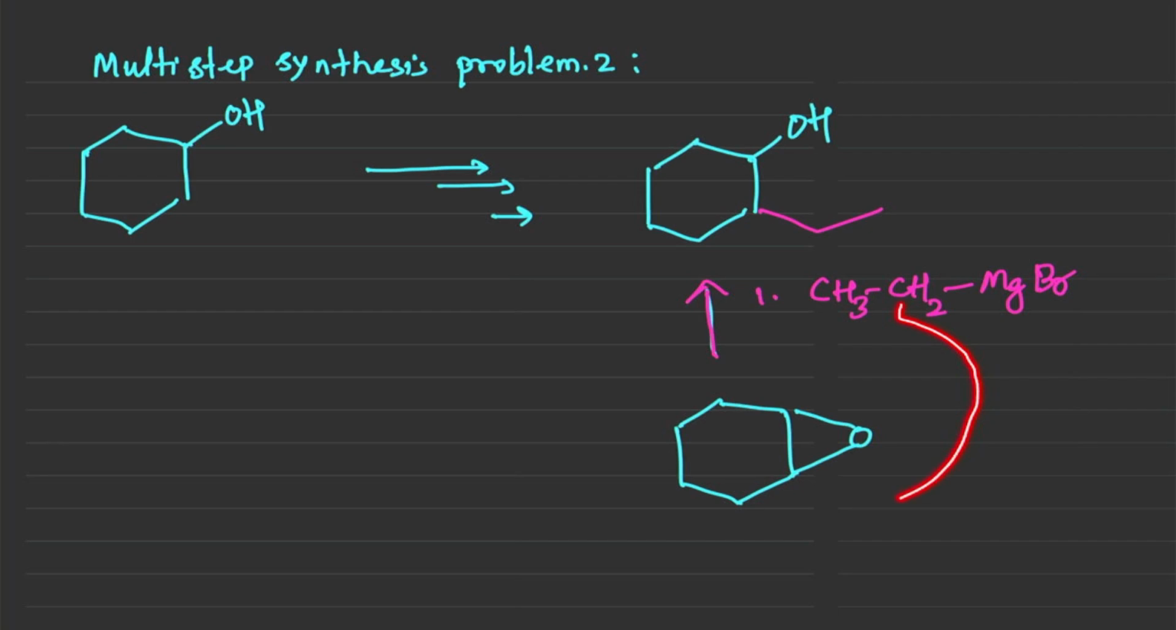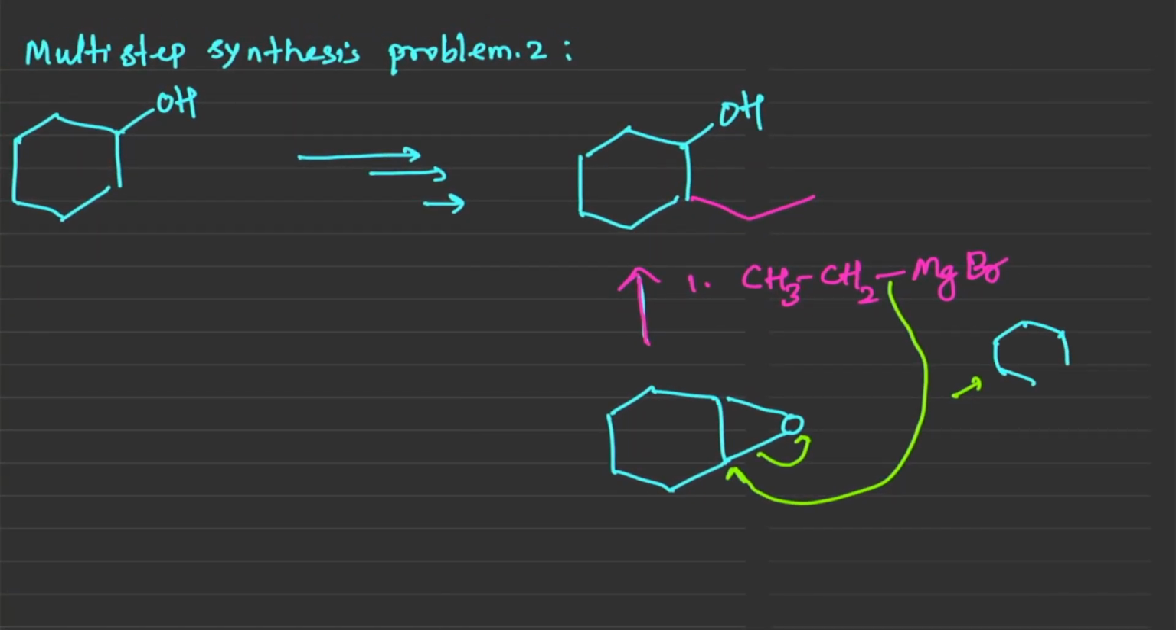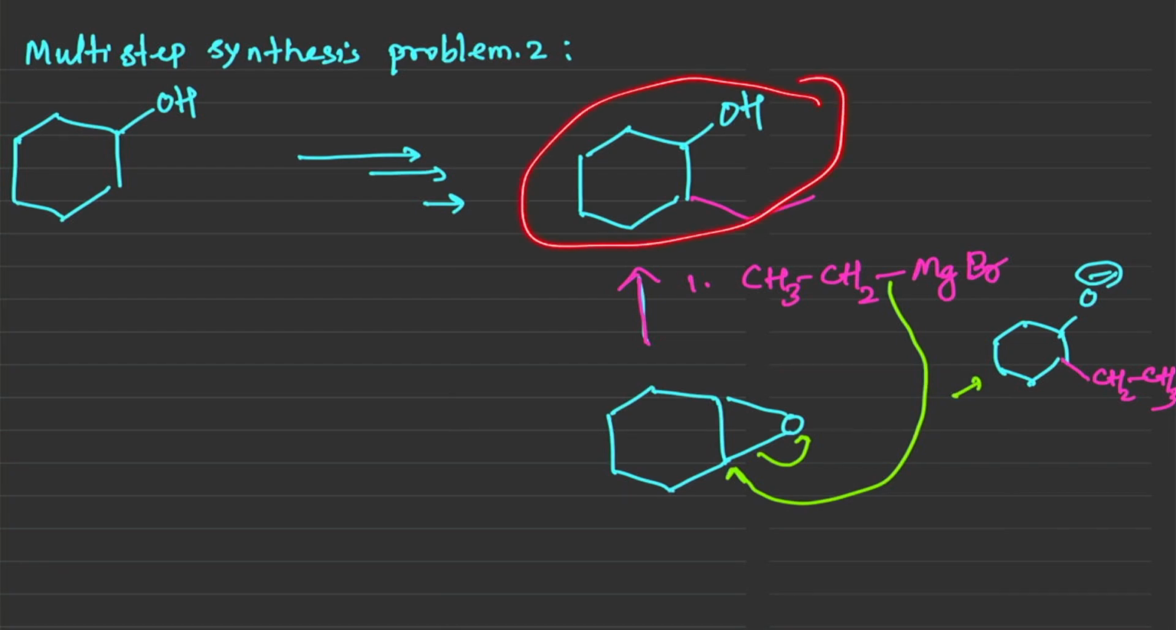So what would happen? This is going to attack the least crowded carbon atom. Again, it doesn't really matter, both sides are equal, but it's going to attack the least crowded carbon atom. That would push the bond between C and O towards the oxygen. So you see the intermediate that you will form is going to look something like this: O minus, and the two carbons we just added, CH2CH3. You can see our structure looks pretty much the same. The only thing we have to do is neutralize the O negative charge.